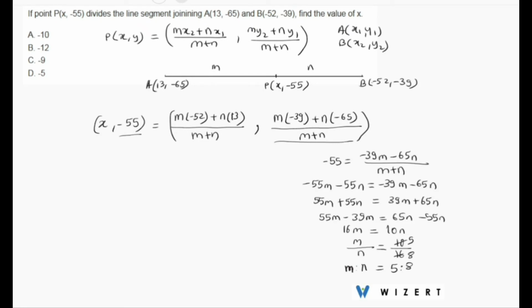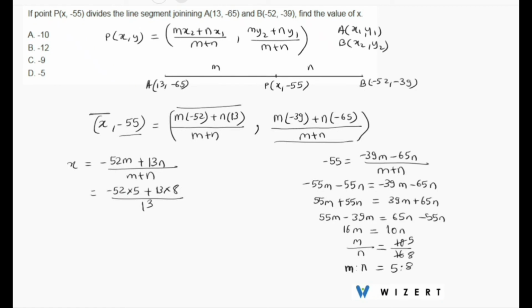So now to find the value of x, all we need to do is equate the x coordinate with the x coordinate. So x equal to (minus 52m plus 13n) upon (m plus n). And now we have values of m and n. So let's put that. We have m as 5, so minus 52 multiplied by 5 plus 13 multiplied by n, n is 8, so 8, divided by 5 plus 8 is 13.